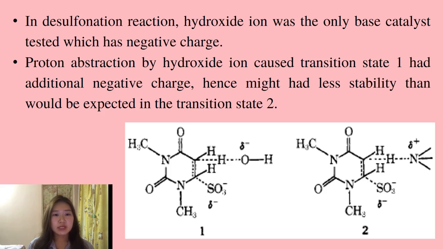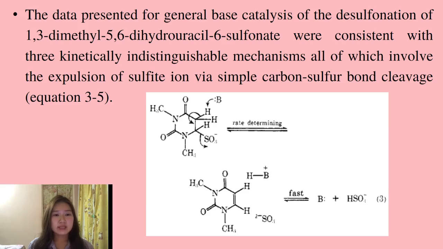In the desulfonation reaction, hydroxide ion was the only base catalyst tested which has a negative charge. Proton extraction by hydroxide ion caused transition state 1 to have additional negative charge, hence it might have less stability than would be expected in transition state 2. The data presented for the general base catalysis were consistent with 3 kinetically indistinguishable mechanisms, all of which involve the expulsion of sulfite ion via simple carbon-sulfur bond cleavage, shown in equations 3 to 5.